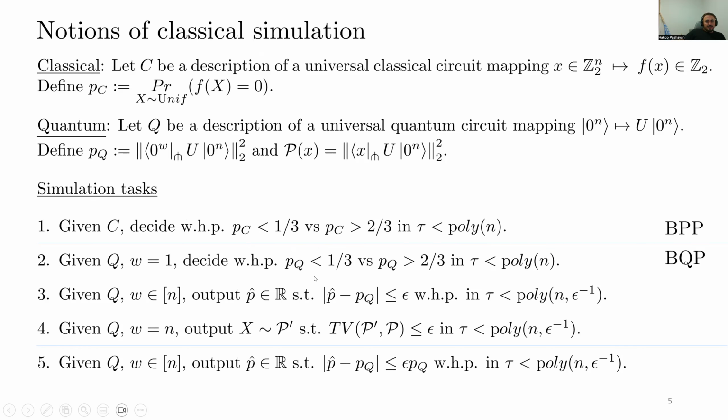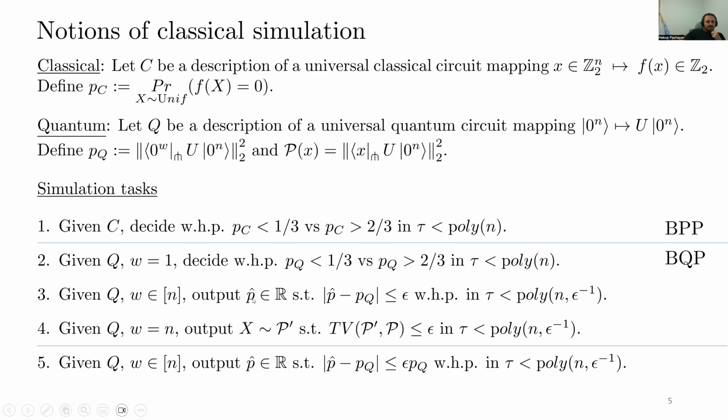And now we have these slightly more complicated analogs, like a function problem analog and a sampling problem analog. So point 3 says you're given a description of a quantum circuit, and you can measure any number of qubits, and you want to output an estimate of the Born rule probability.